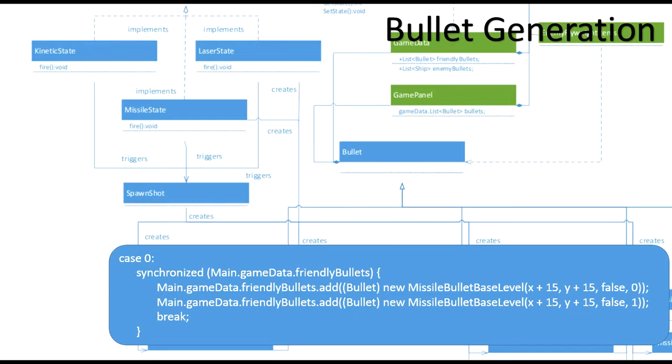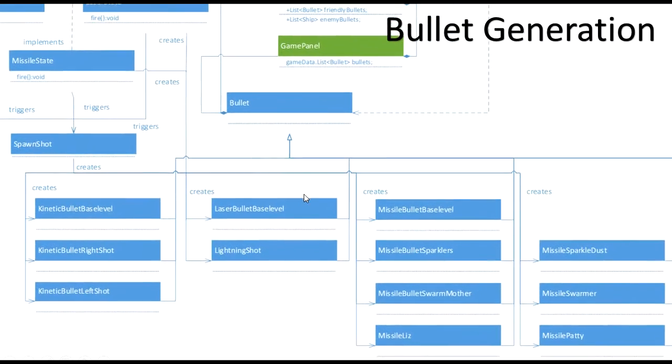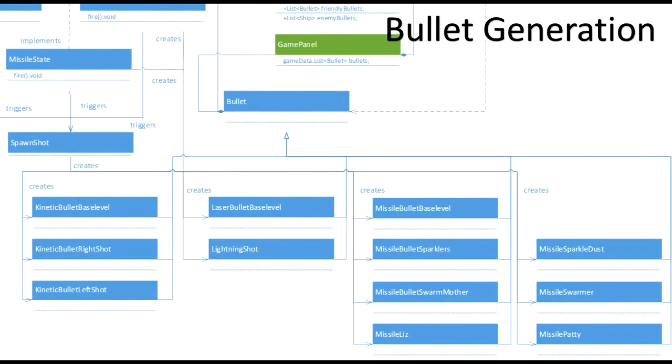Now here's a code snippet of how some bullets are actually being fired. In this case, these are friendly bullets that are being spawned in. The bullets are new, bullet base level, and it gives the location that they are going to be spawned at and whether or not it's enemy or friendly. So it's going from here to the type of bullets that are actually being spawned in.